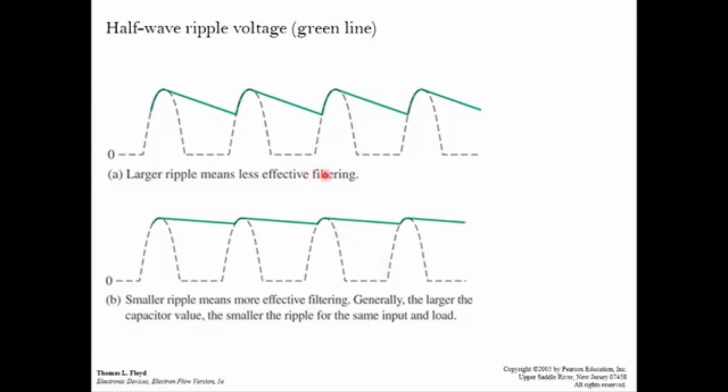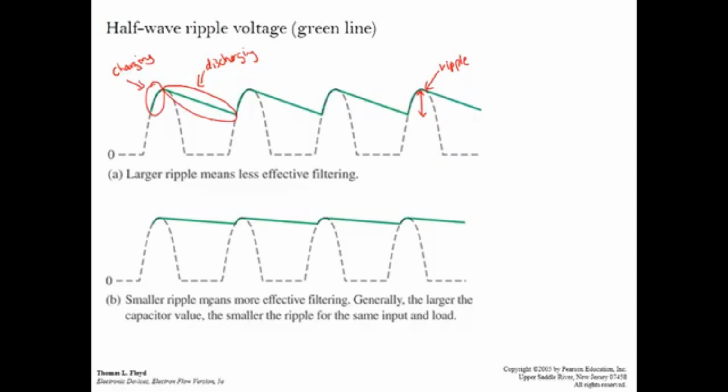This is the comparison between the filtering of half wave and full wave. In this slide, charging occurs at this part, and discharging occurs at this part. In the half wave, the discharging period is quite long, so the ripple, which is what we call ripple, is quite big or quite large.